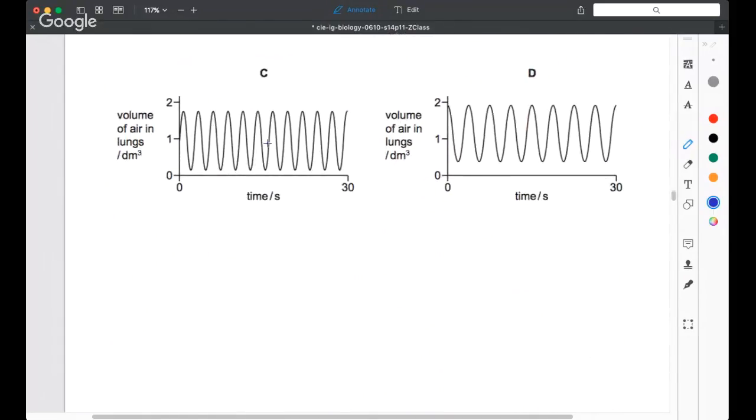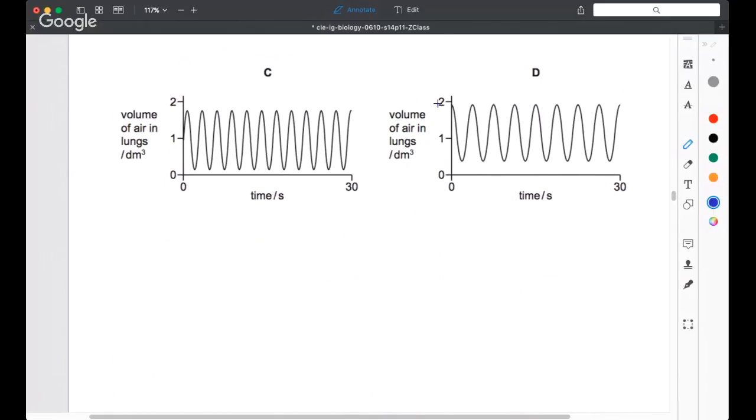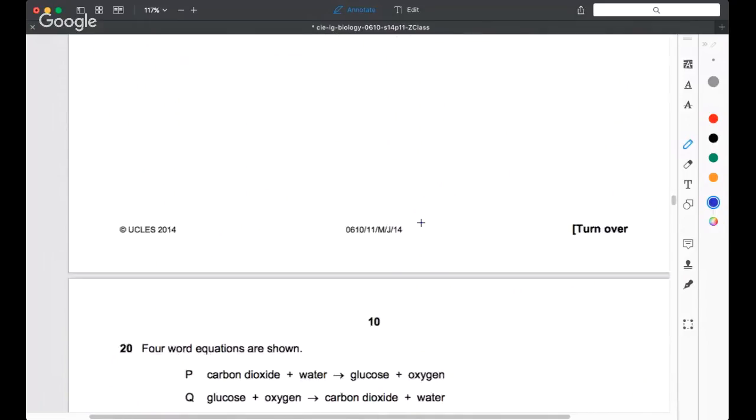If we look at C, both the depth of the breathing and the frequency have increased because we have more peaks during this period. There are more peaks here than there were in the original graph. And then in D, the depth of breathing has increased, but the frequency has not increased. So that's not what would happen during exercise. So the correct answer is C.